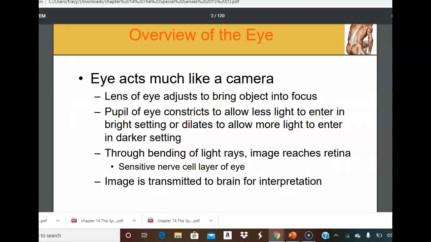And it is the combination of these two things, how much the eye is open, plus the lens, plus other structures, that helps to bend light rays so that the images actually reach the retina, which is where the nerve cells are, or the nerve cell layer of the eye, where the cones and the rods are, okay? And then from there, certain cells are stimulated, which then causes an image to be transmitted to the brain, okay? And remember, the part of the brain that's responsible for vision is the occipital lobe, which is posterior.